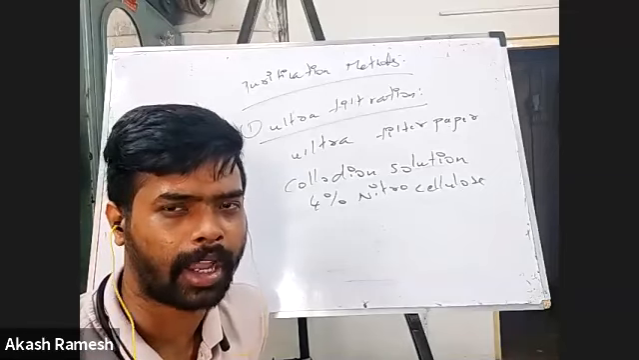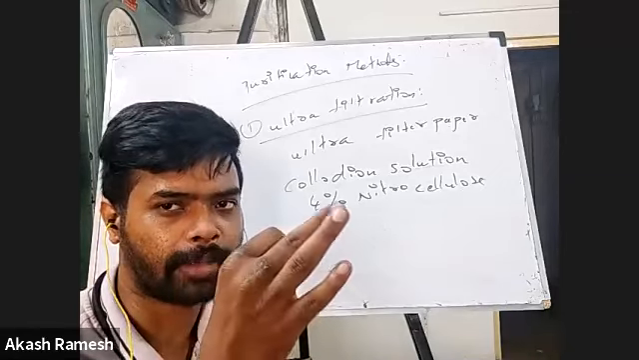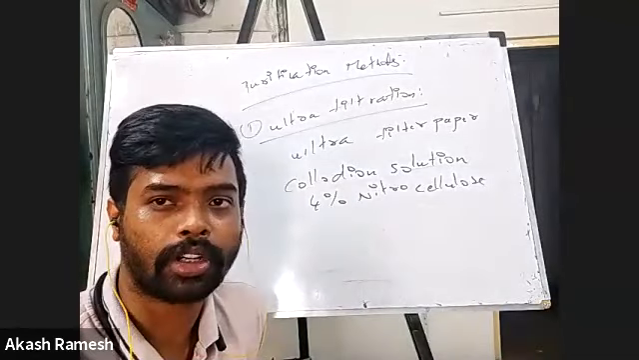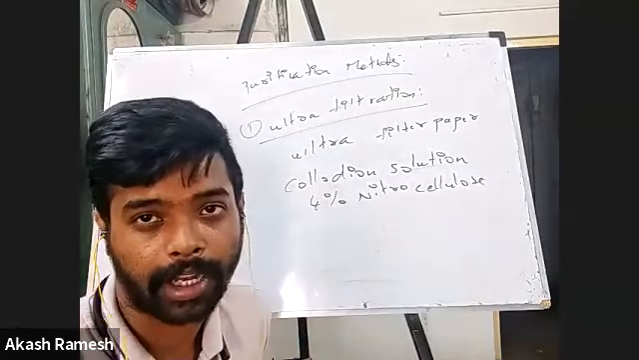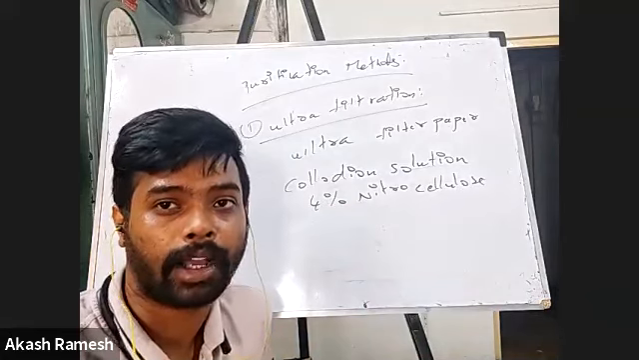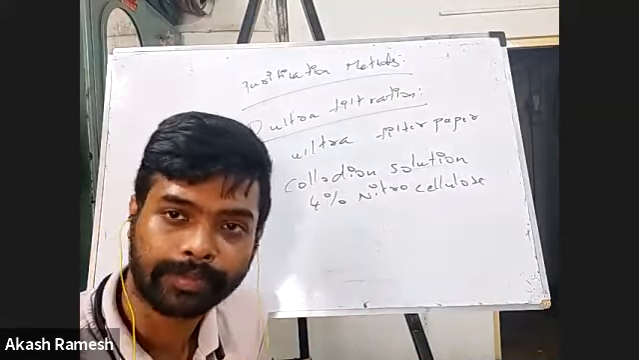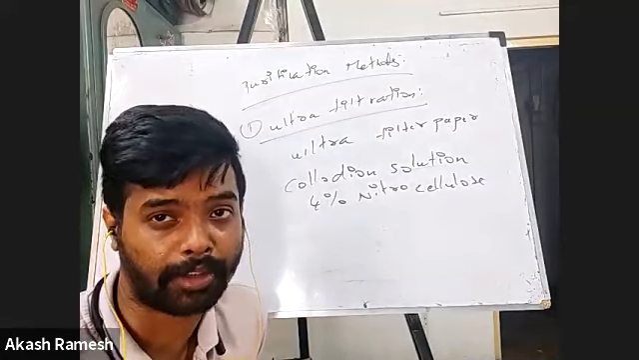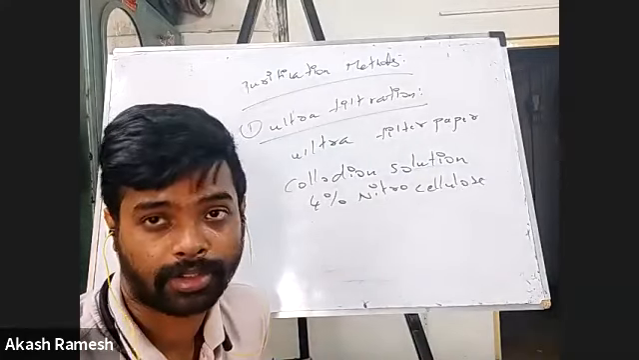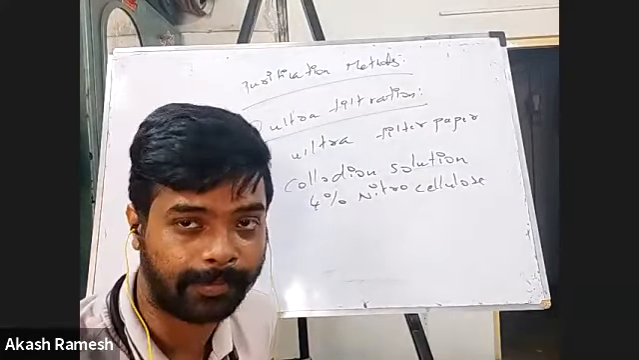Understood? Very simple. I repeat, you have normal filter paper, you dip it in the collodion solution, you dry it for a while, and you get your ultra filter paper, and with the ultra filter paper you go for filtration, and that's it. That is how you purify your colloidal solutions, right? So that is the first method.